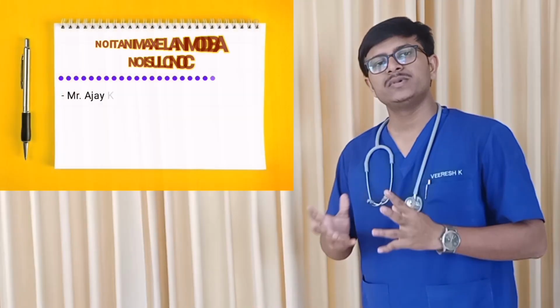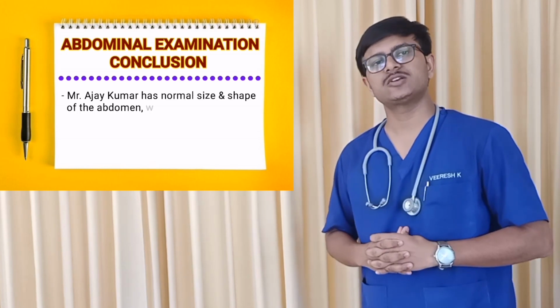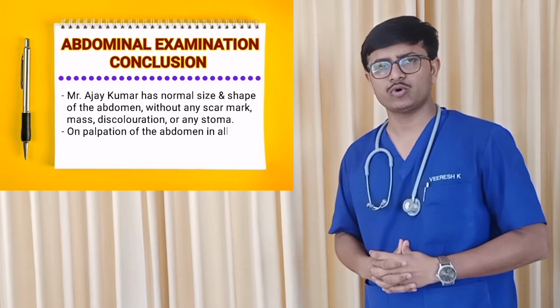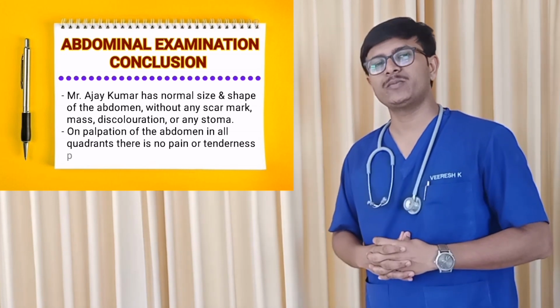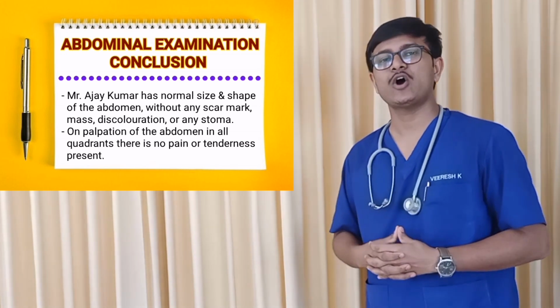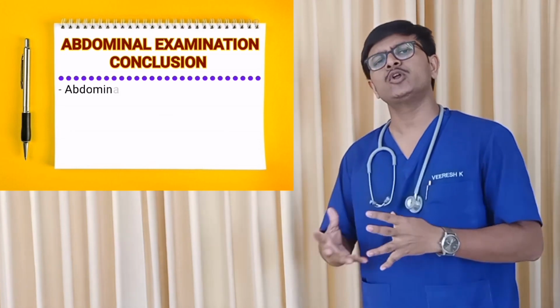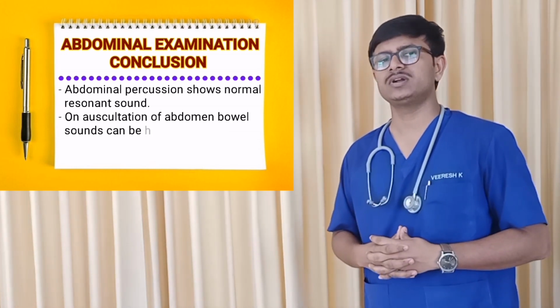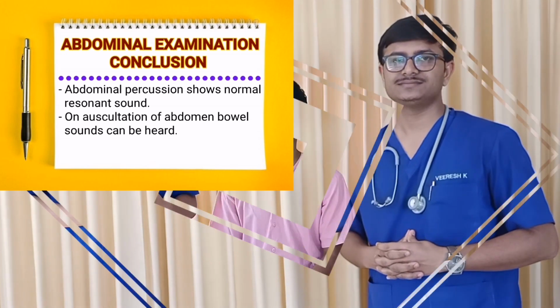Mr. Ajay, this completes your abdominal examination. Thank you so much for your cooperation. You can get relaxed now. Okay, sir. Mr. Ajay has normal shape and size of the abdomen without any scar, mass, discoloration or any stomas. On palpation of the abdomen, in all quadrants, there is no pain or tenderness present. Abdominal percussion shows normal resonant sound. On auscultation of the abdomen, bowel sounds can be heard. Now moving on to upper extremities.